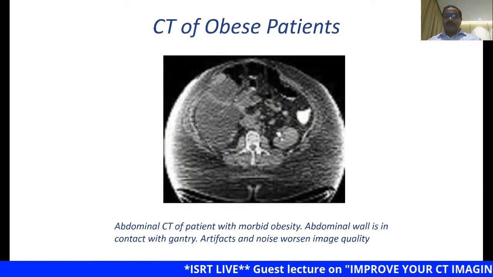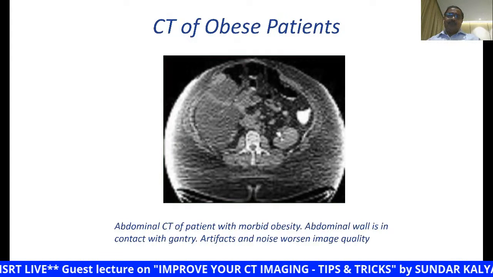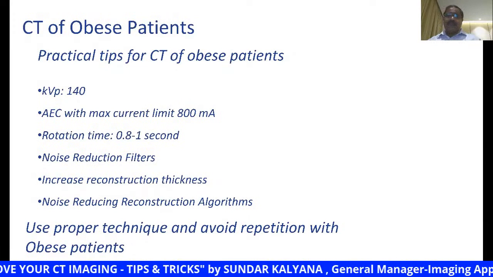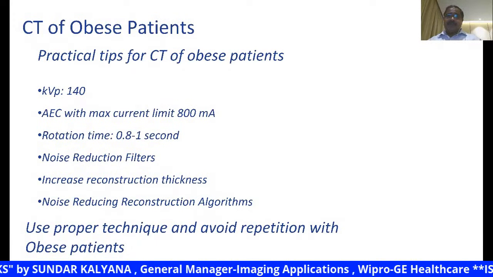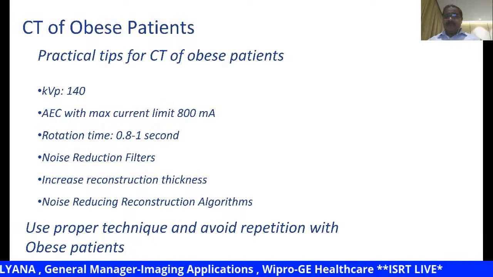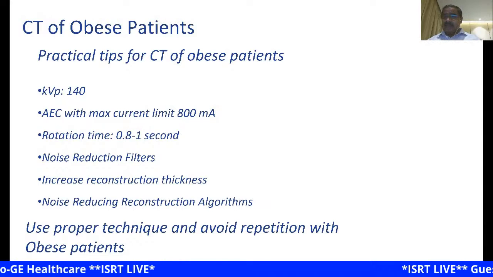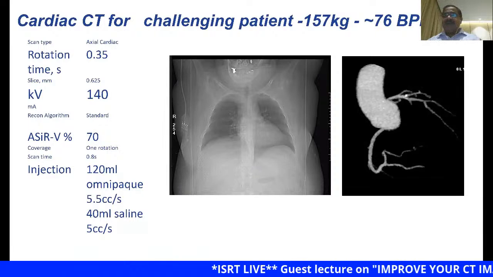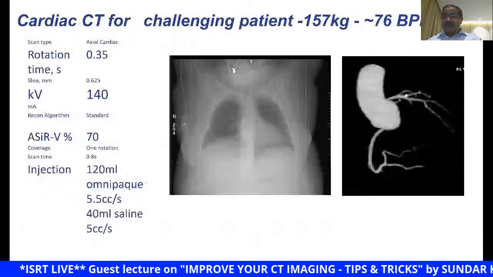Now comes the question of the obese patient: what will I do? When a truly obese patient comes, rather than searching for any parameters, please use the highest possible kV. Please use the highest possible mA and appropriate rotation time. Use all the possible noise reduction filters. Maybe you can increase the thickness slightly so that you can offset the noise. And using all this will help you to avoid a repeat scan with an additional dose to the patient.